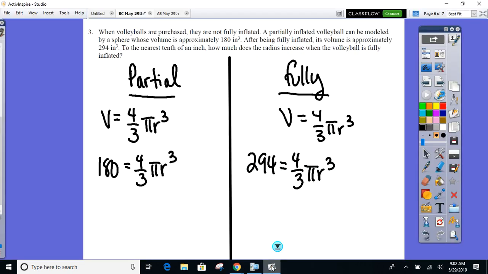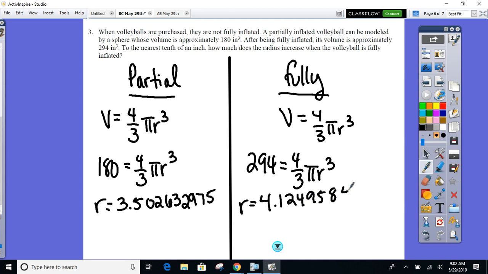All right, partial. We had 180 equal to the volume formula, 4/3 pi r cubed. Hopefully you took the cube root at the end after you got the 4/3 and the pi out of there. And this is what I have for the partial one, 3.502632975. Not rounded. I am not done with the problem once I find this radius. And then for the fully inflated one, not too much more, 4.124958406. Any issues getting there?